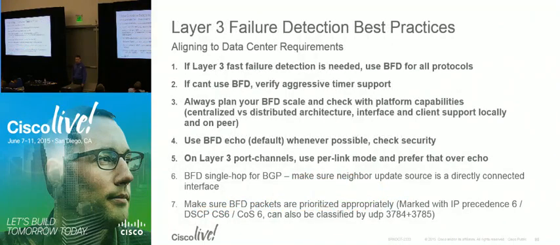So, best practices for layer 3 failure detection. As I mentioned maybe 100 times before, use BFD wherever you can. If you can't use BFD, you have to check on aggressive timer support. And you have to plan your BFD scale. You want to run BFD on all these ports?